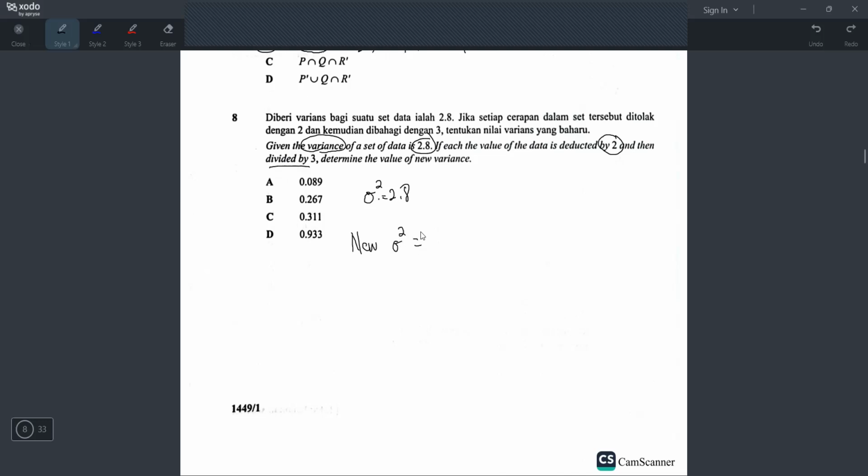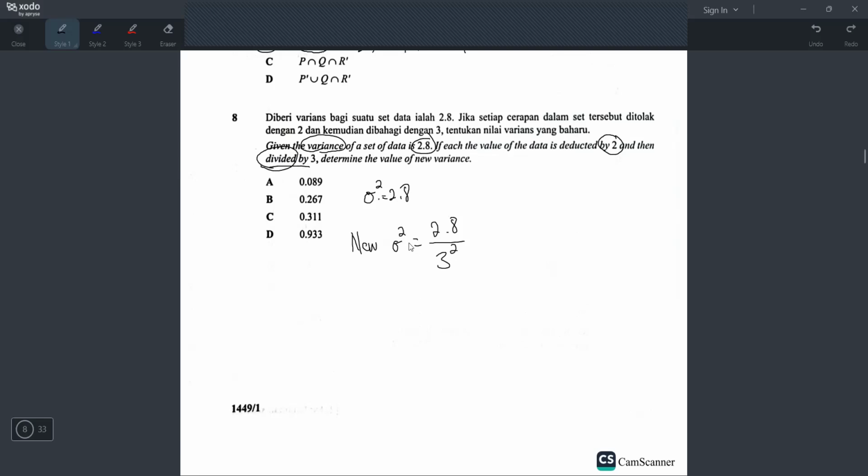I will tell you how to do it first, then I explain it to you. If all the values in the data are deducted by 2, your variance will not have any changes. Your variance will not get affected even if you deduct 2 from every value, because addition and subtraction will not affect measures of dispersion. But when you multiply or divide, then it will change. So the minus 2 will not affect, but the divide by 3 will affect. You have to divide by 3, but you have to square it because it's variance.